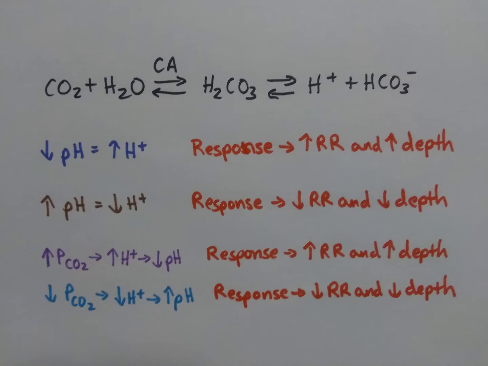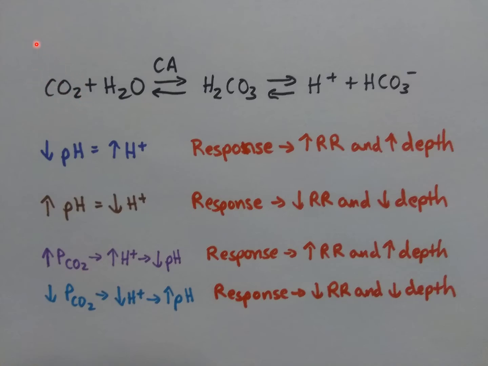All right, so let's answer these questions. If we have a decrease in the blood pH, that means that we're too acidic, we have too many hydrogen ions. And if we have way too many hydrogen ions, we can actually fix that problem with the blood pH by changing our respiration. So the response would be to increase the respiratory rate and increase the depth. So you'd breathe faster and deeper. And the reason you would do that is you want to exhale more CO2.